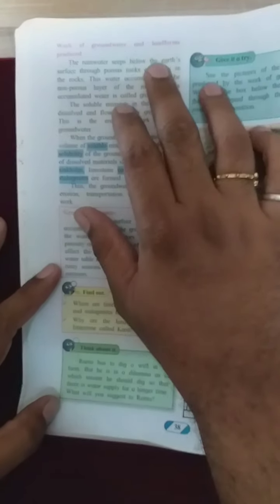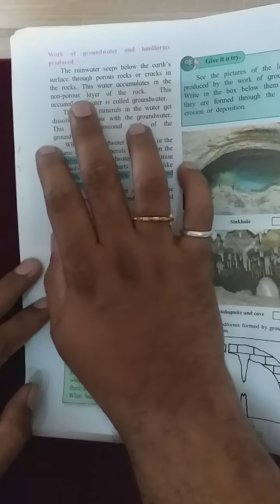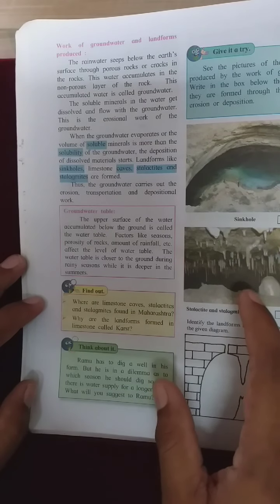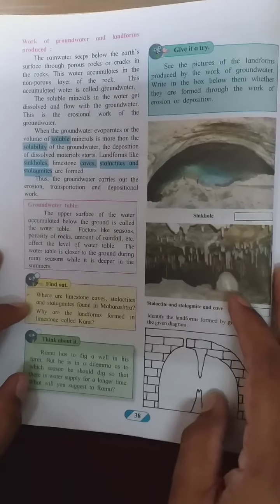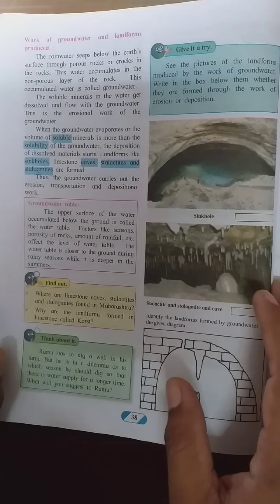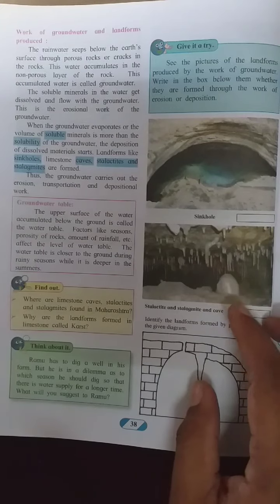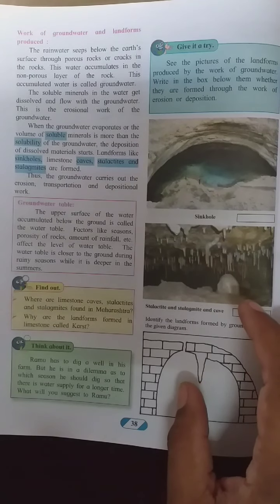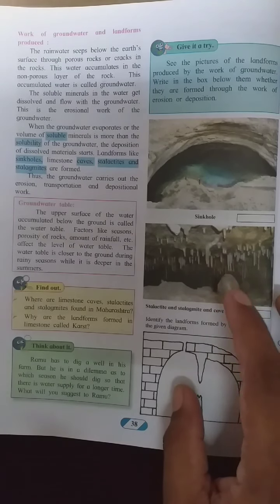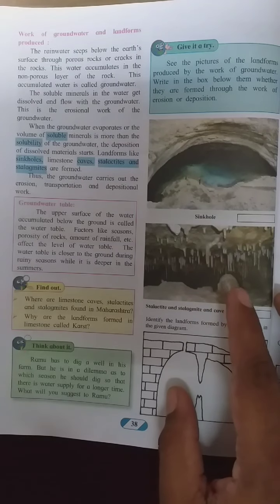The rainwater seeps below the earth's surface through porous rocks or cracks in the rocks. The water accumulates in the non-porous layer of the rock. This accumulated water is called groundwater. The soluble minerals in the water get dissolved and flow with the groundwater. This is the erosional work of the groundwater. When the groundwater evaporates or the volume of dissolved mineral is more than the solubility of the groundwater, the deposition of dissolved material starts.